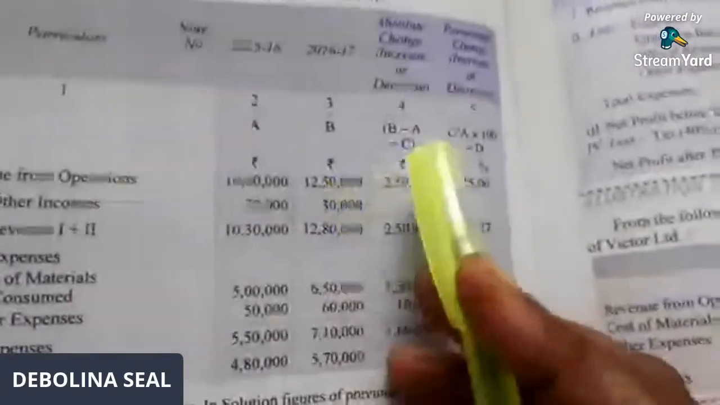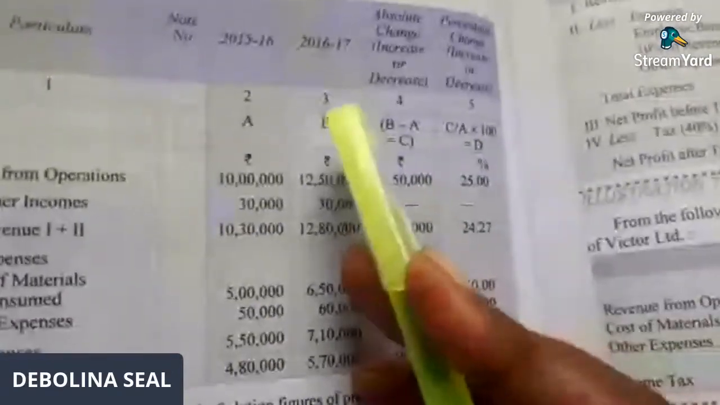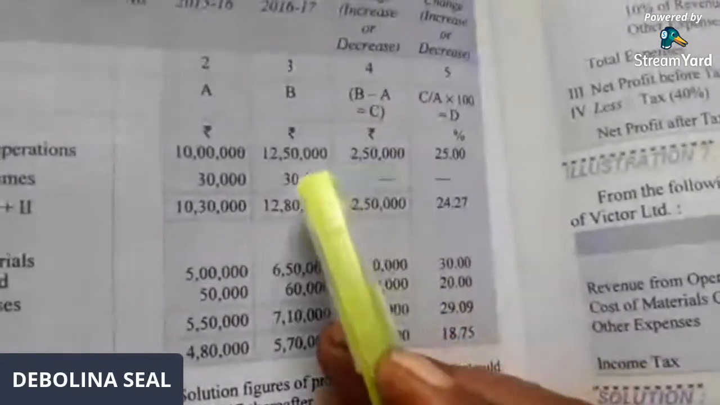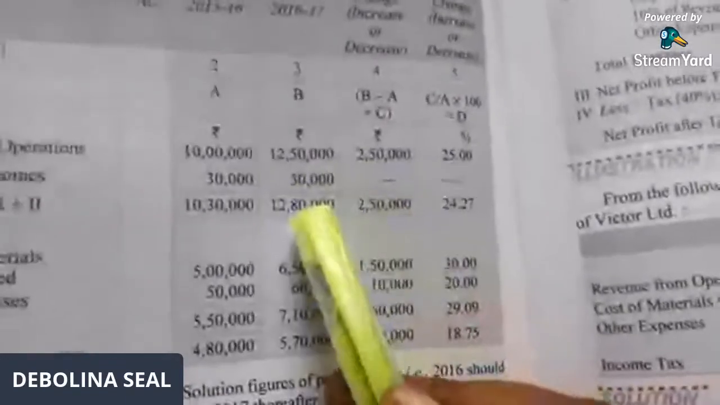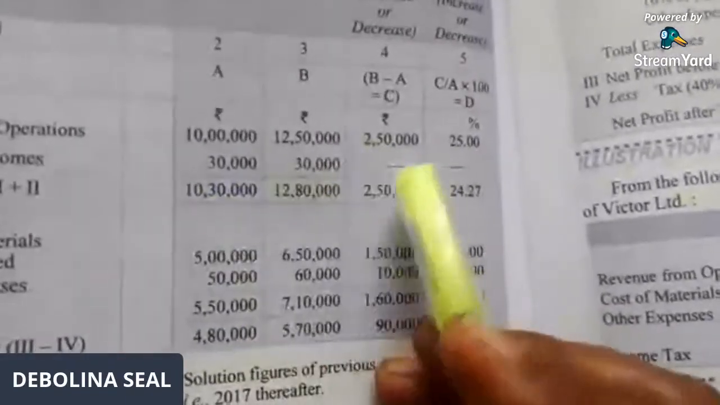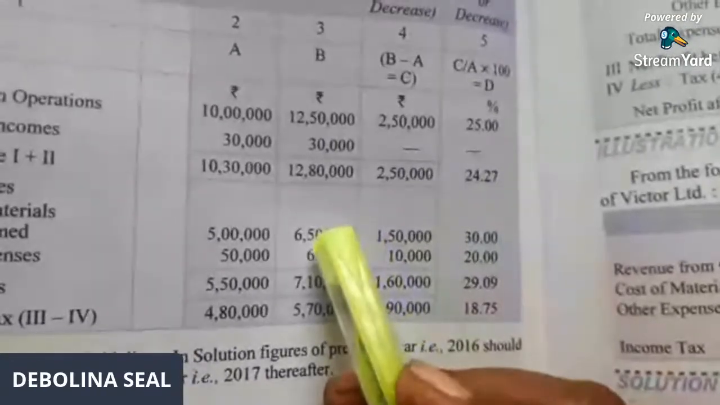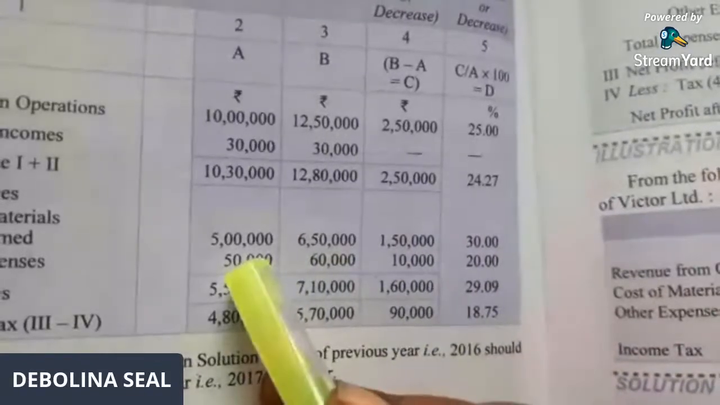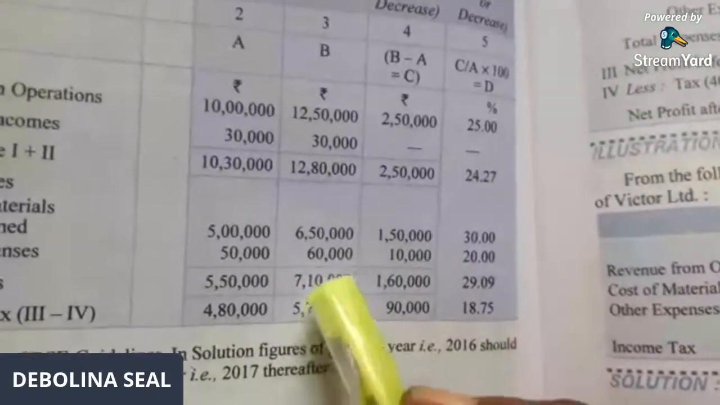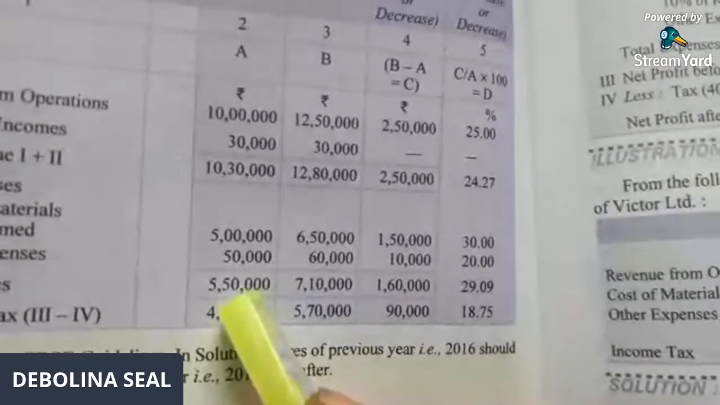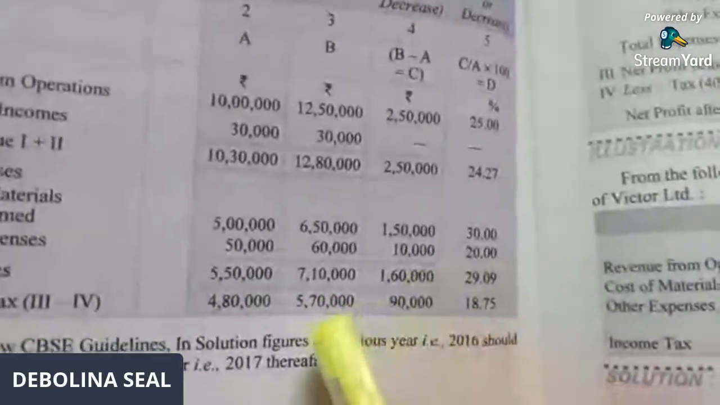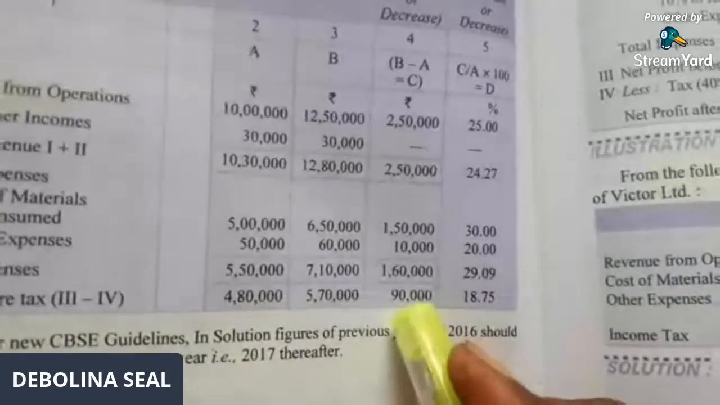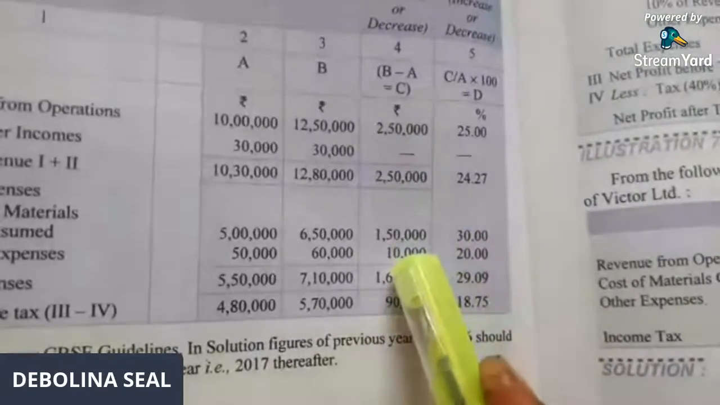Now what you are going to do in the third column, it becomes what? Current year minus previous year. Okay. B minus A. So that is 2 lakh 50,000. 30 minus 30 is nil. Okay. 12 lakh 80 minus 10 lakh 30 is 2 lakh 50. Again, you have 6 lakh 50 minus 5 lakh, it is 1 lakh 50. Okay. 60,000 minus 50,000 is 10,000. 7 lakh 10,000 minus 5 lakh 50,000 is 1 lakh 60,000. And 5 lakh 70,000 minus 4 lakh 80,000 is 90,000. Okay. So these all figures are calculated.